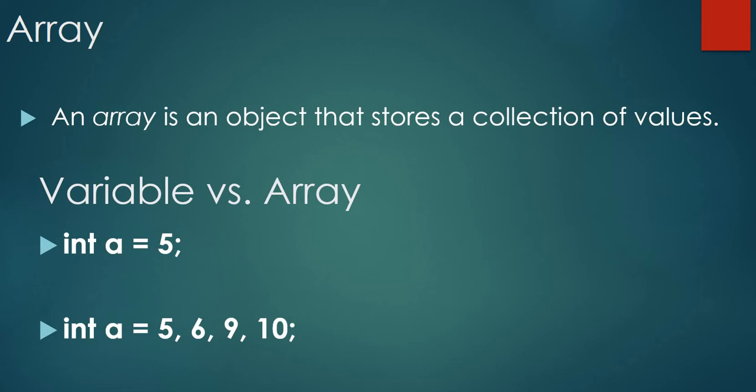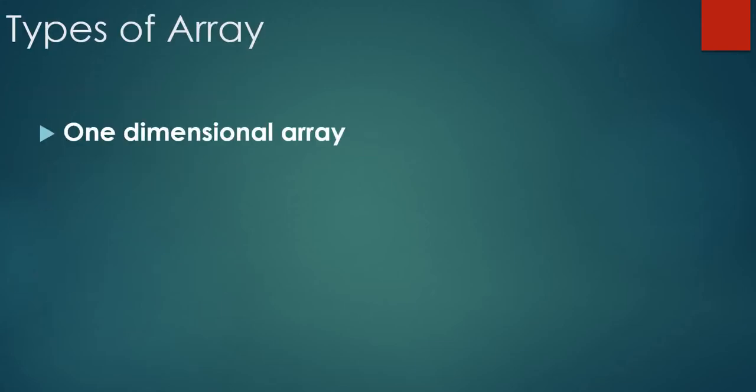Okay? So there are two types of array. The first one is a one-dimensional array, and the second one is a multi-dimensional array. In this tutorial, we are going to focus only on one-dimensional array. In my next video, I'm going to tackle two-dimensional and three-dimensional arrays. So we have three parts about arrays.